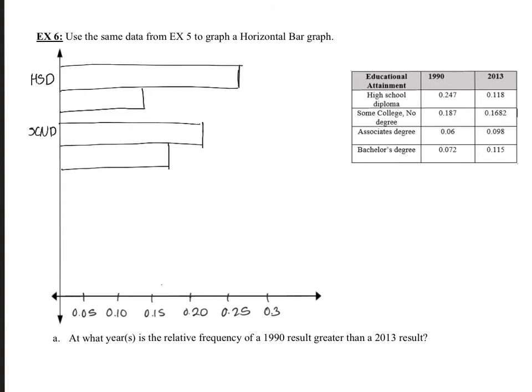And associate's degree. We have 0 points, so a little higher than here for 1990. And then for 2013, we have almost 10, a little below 10. And lastly, bachelor's degree. Once again, almost at 10, a little higher than 0.5.